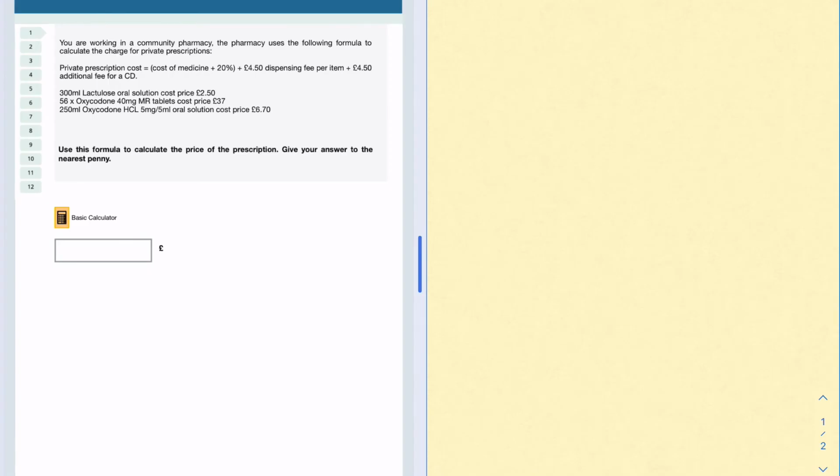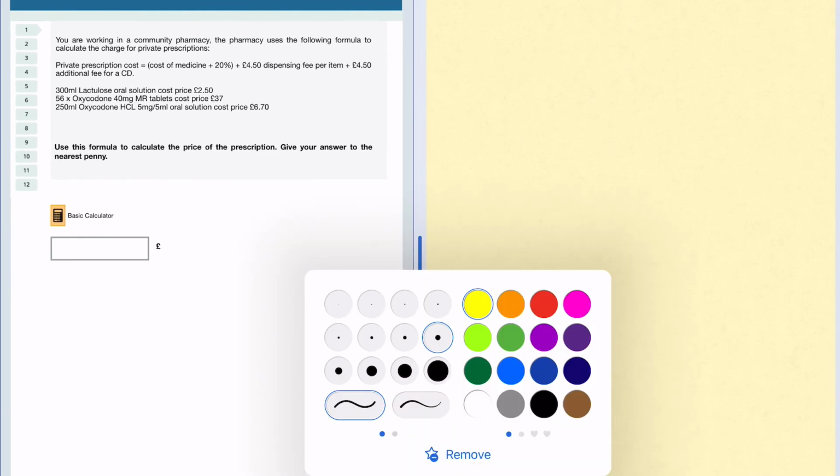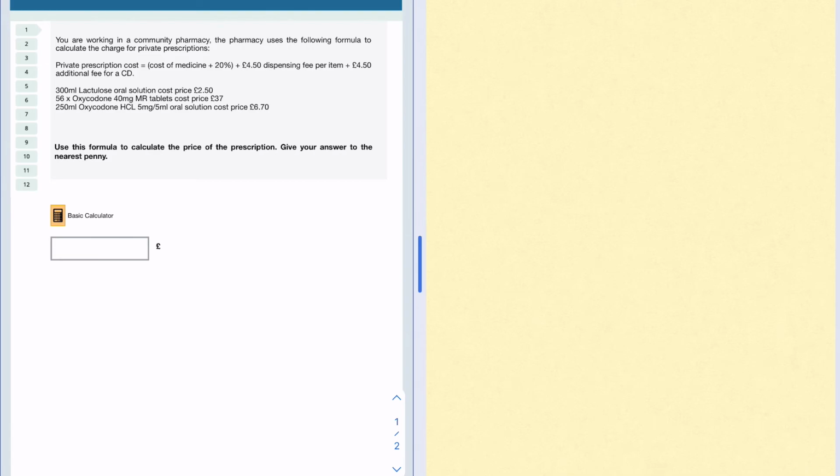This is an example of a private prescription calculation question. In terms of variation for the exam, they may give you, for example, a set number of days over which supply has to be made. So you may need to calculate and times the value by the number of days of treatment. There could be variation in terms of the percentage markup, so different pharmacies have a different markup for their prescriptions. So in this scenario it says cost of medicine plus 20%. They may give you a different percentage value.